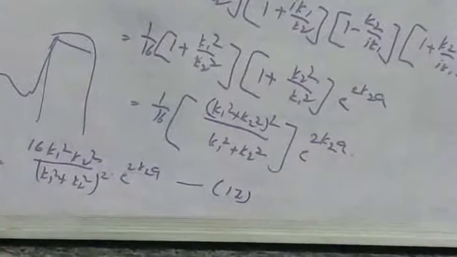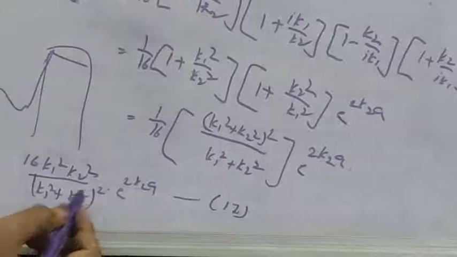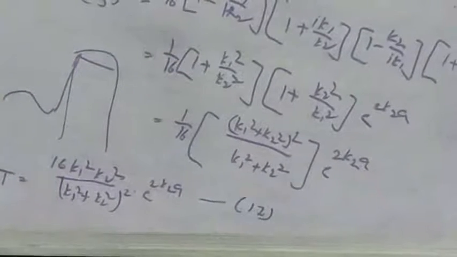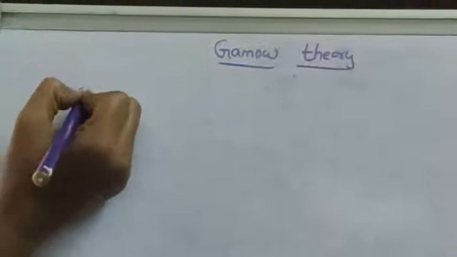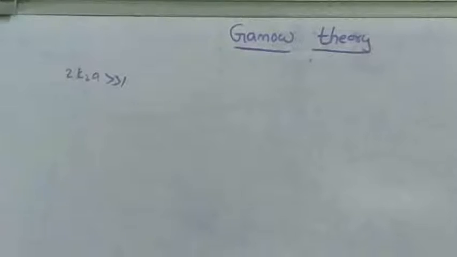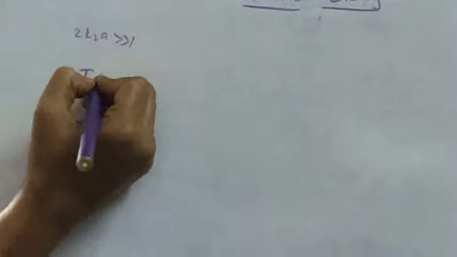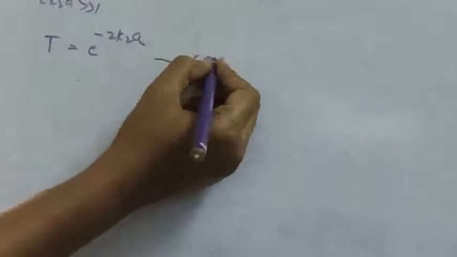Now if 2K2a is greater than 1, then the most important factor in equation 17 is the exponential term, which will be extremely small, and the transmission coefficient T is given by T equal to e^(−2K2a). Consider this as equation number 18.